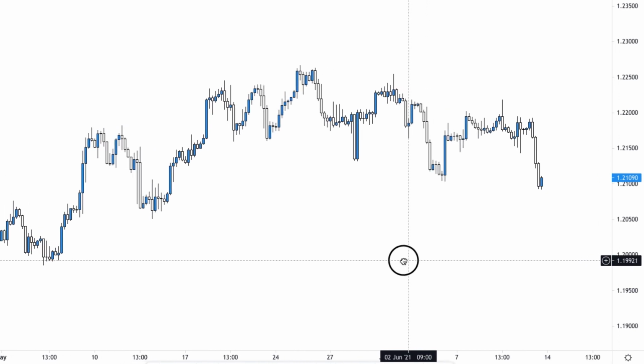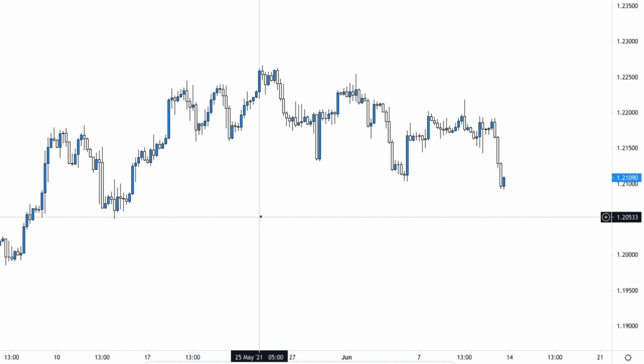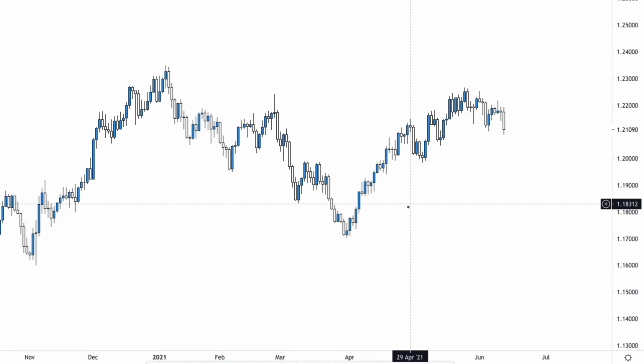Alright, so on the 4 hour time frame, as you guys can see, let me just mark the daily and market zone. Price has tapped into this point of interest here.